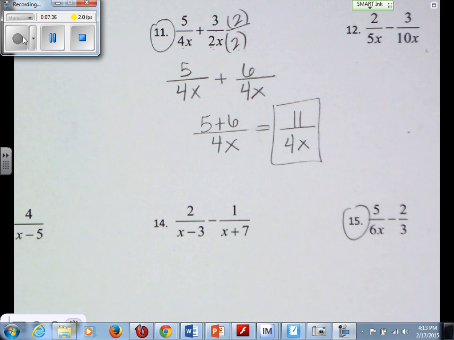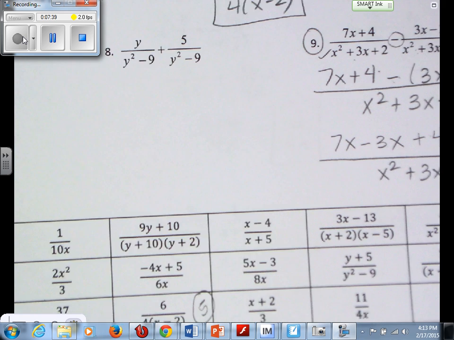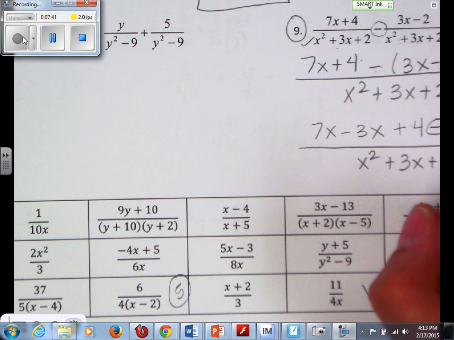Number 11. Yeah, 11 over 4x. It's at the very bottom of your page. So right there, you're going to put an 11.